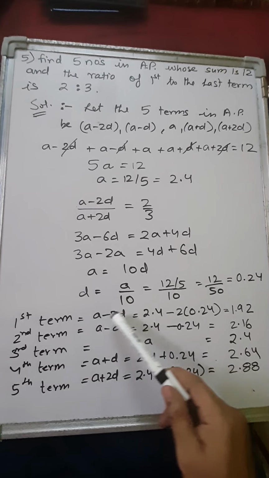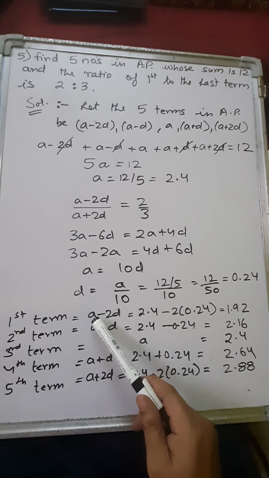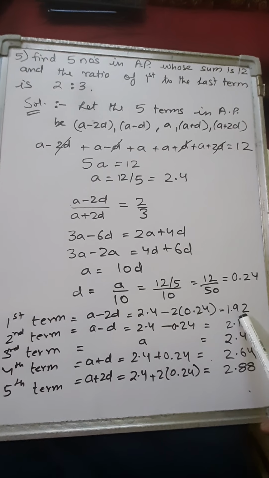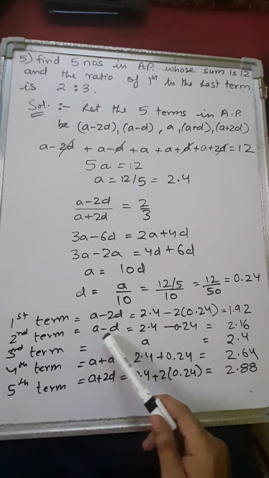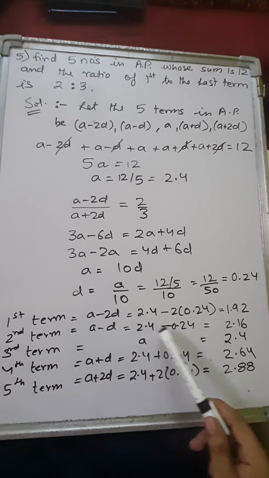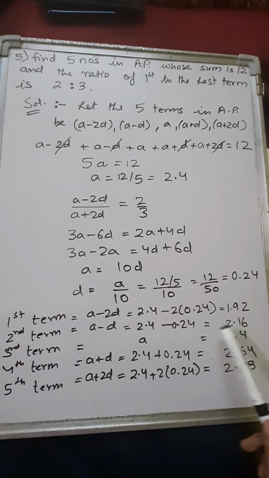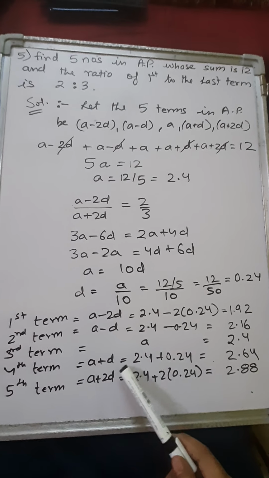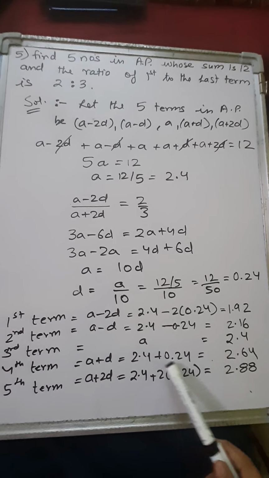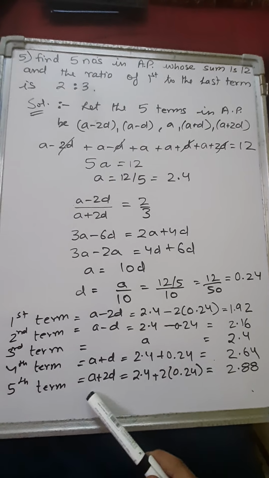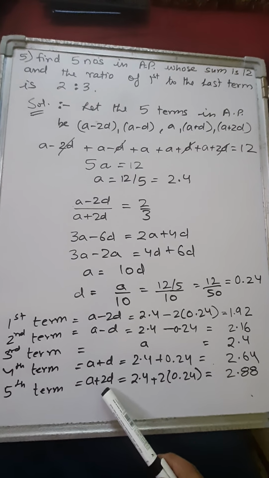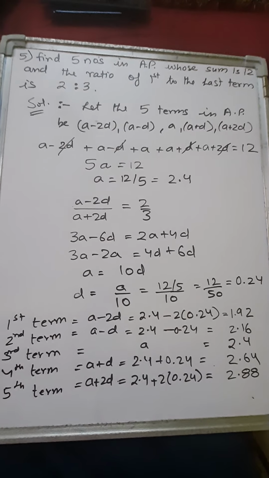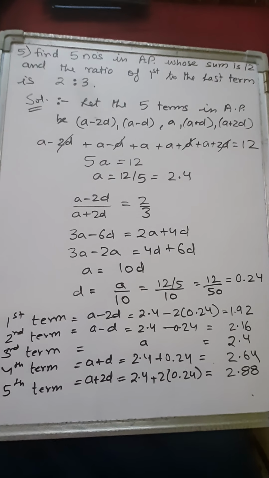Now we'll calculate these terms. The first term that we have assumed is A minus 2D. Substituting the values of A and D, we get 1.92. The second term, we have assumed A minus D. Substituting the values, we get 2.16. The third term is A, which is 2.4. The fourth term is A plus D, which on substituting the values gives 2.64. And the last, fifth term is A plus 2D. On substituting the values, we get 2.88. Right, children? Note down, please.